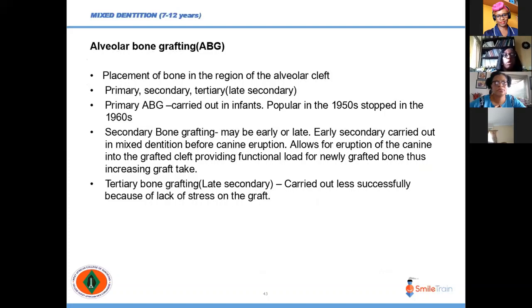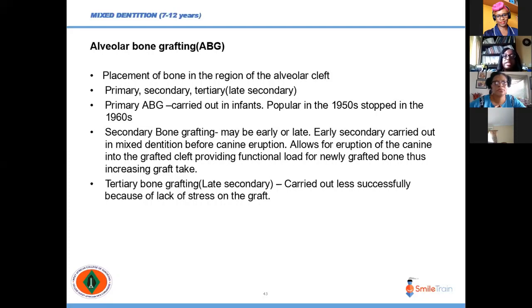Now, alveolar bone grafting has been well explained by Dr. Akintu Bobo, so I'm not going to go into it too much, except to say that there's primary, secondary, tertiary. Primary, I've already said that we don't do that so much anymore. Secondary is what we do in the mixed dentition stage, and this is the best period at which to carry it out. Usually the canine is about half formed at the time you're carrying out this alveolar bone grafting. So you're timing it so that the canine can actually erupt into the alveolar bone graft.